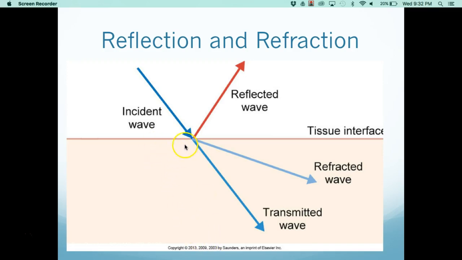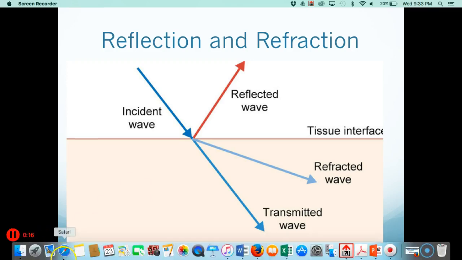So this concept, we're going to talk a little bit about reflection and refraction. We already talked about the absorption of the tissues in the slide prior to this.